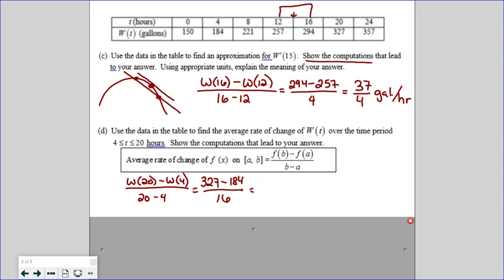Okay. And again, it wouldn't really matter if I use the first or the second way to set up to show my computations. I would probably use the first. But always showing my setup.